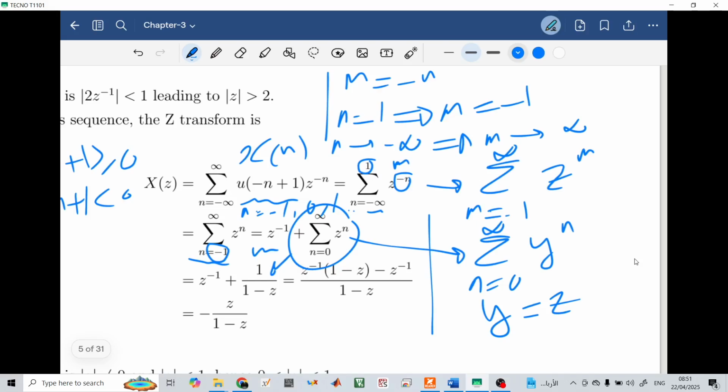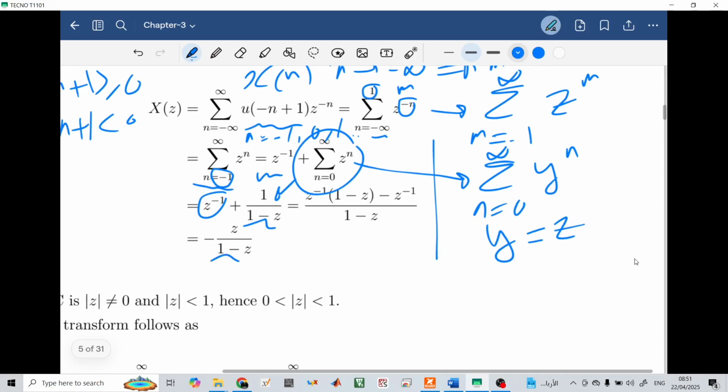Now we use the formula of the infinite geometric series. We use it here. So simply 1 over 1 minus z, and we use some algebra again to simplify matters, right? And we arrive at this term.